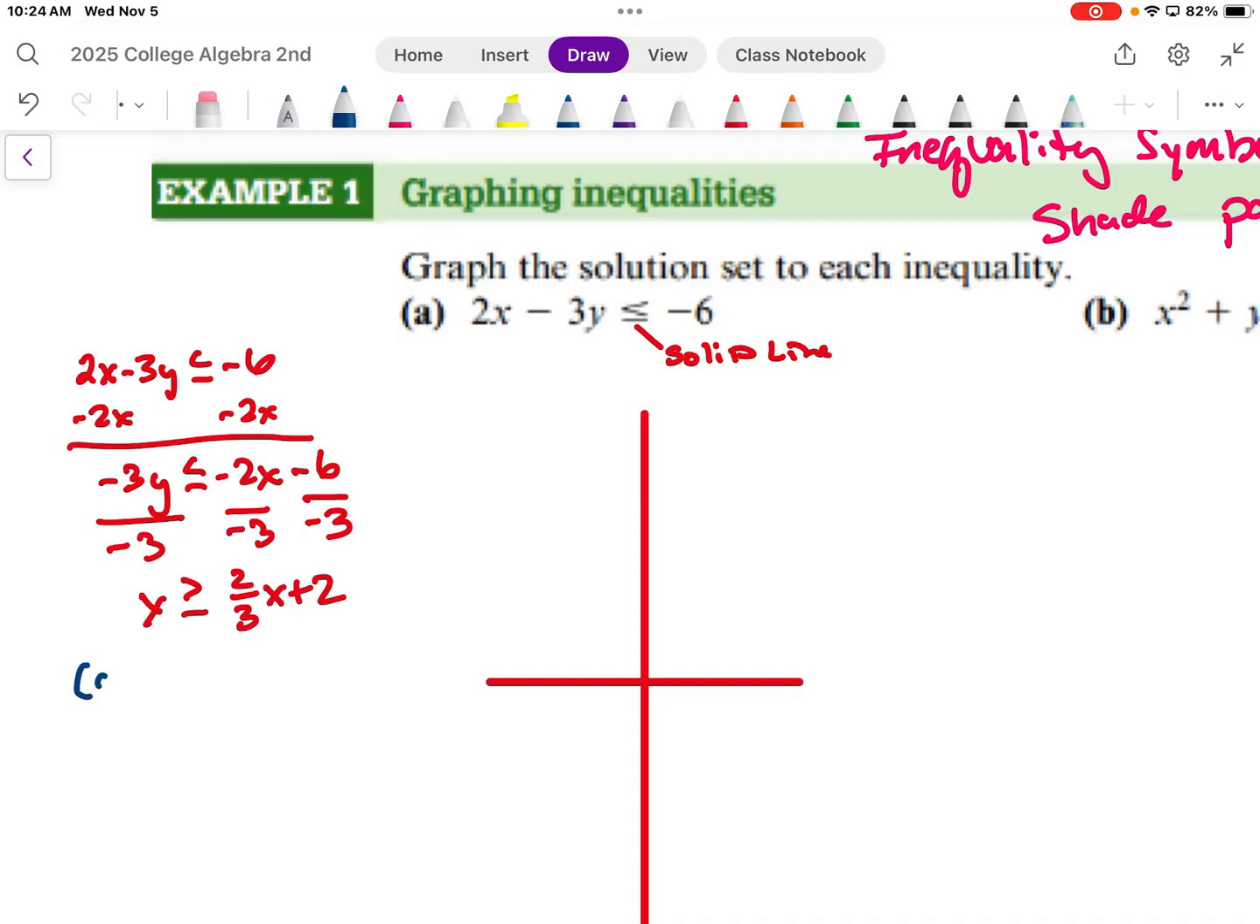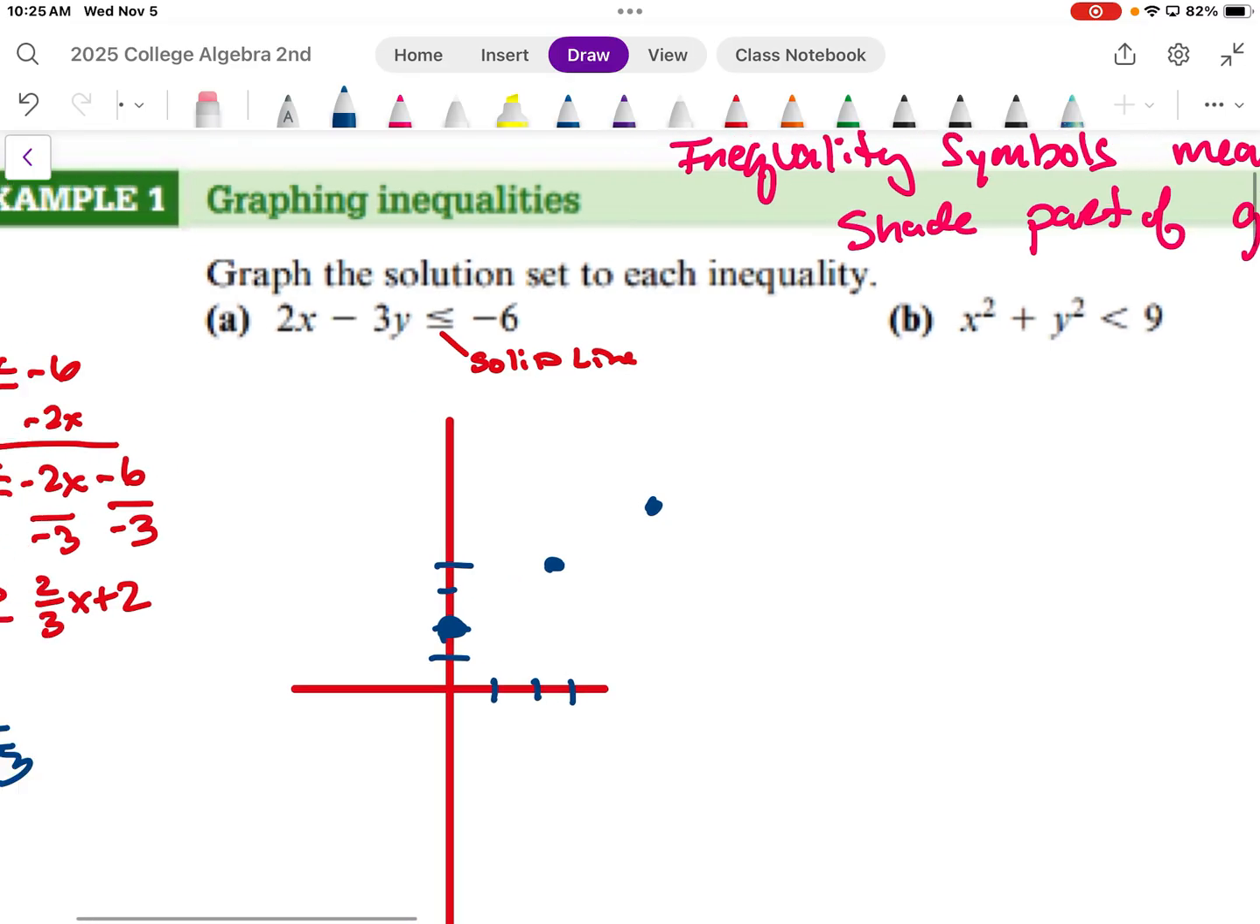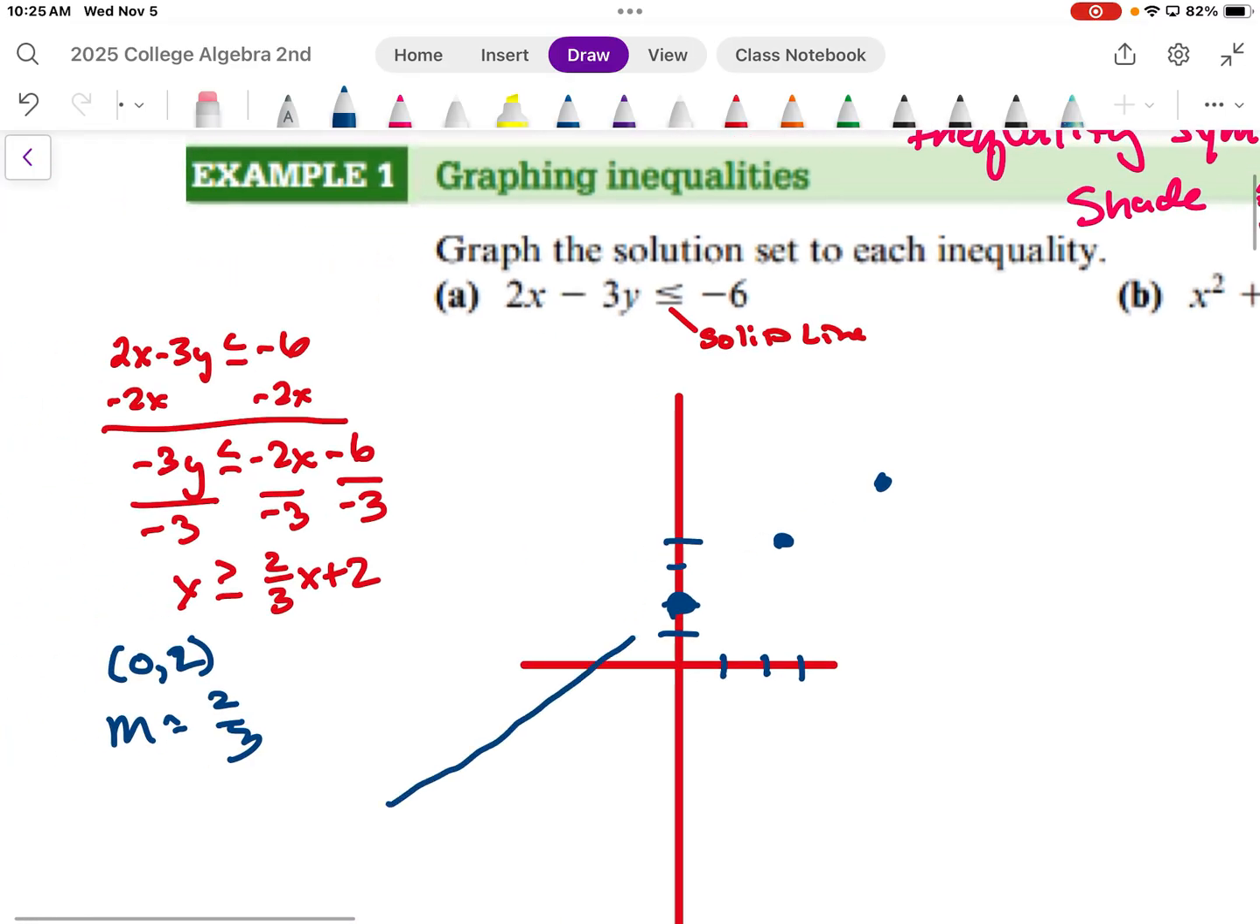As I go to graph it, I got a y-intercept of (0, 2). I got a slope equal to 2/3. So 1, 2, that's my first dot. And a rise of 2, run of 3. There's my other dot. And again, I can keep repeating that if I want to, up 2, over 3, something like that. Now, I did indicate that I could do a solid line, so I'm going to go ahead and draw the solid line, because we did say that it was supposed to be a solid line. Now I got to figure out my shading.